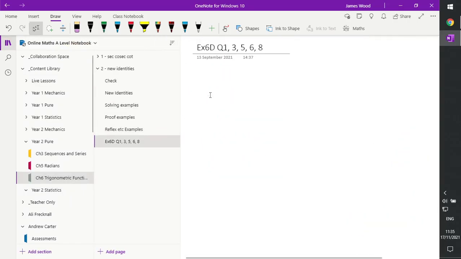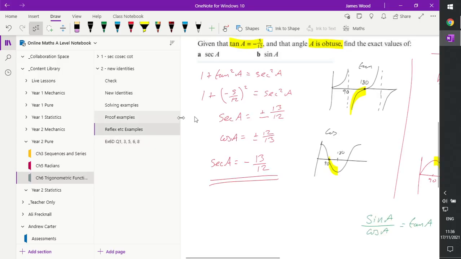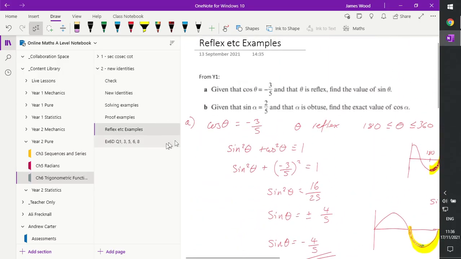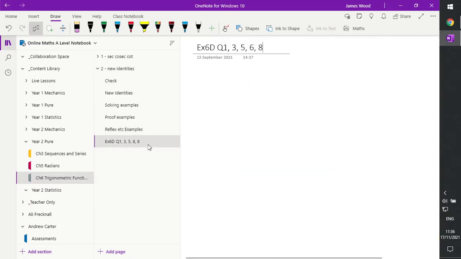Okay, so for some questions to do, I've picked out the questions that are relevant to the examples that I've done and are probably the most common questions you might come across in an exam. So question 1 is just simplifying some expressions using our new identities. And then questions 3, 5, 6, and 8, you've got some about this sort of style of question, about being obtuse and reflex. You've got some equations to solve, and you've got some proofs to prove. Okay, so you can have a go at those questions now.